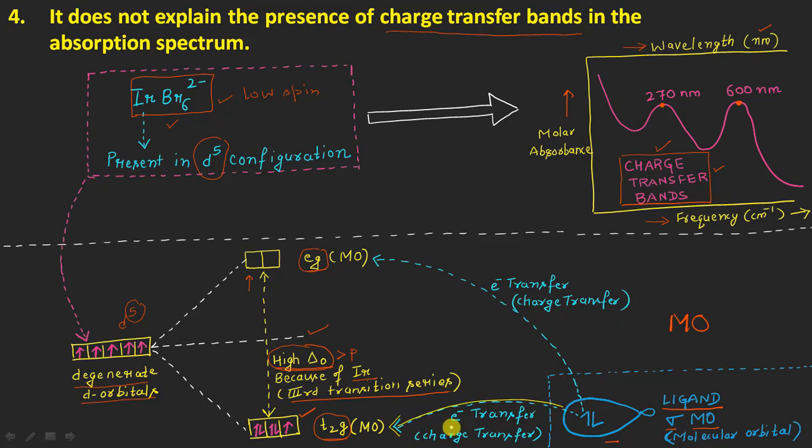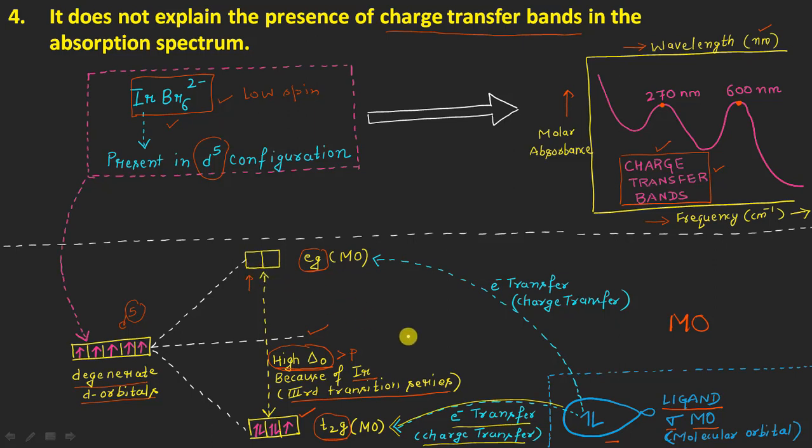And because it is an electron transfer, we can equally call it a charge transfer, right? So as electrons are being transferred from here to here, we will say that charge is being transferred from the sigma molecular orbitals of the ligand to the empty T2G molecular orbitals of the metal-ligand, right? So in the same way, even in this case, vacancies are there.